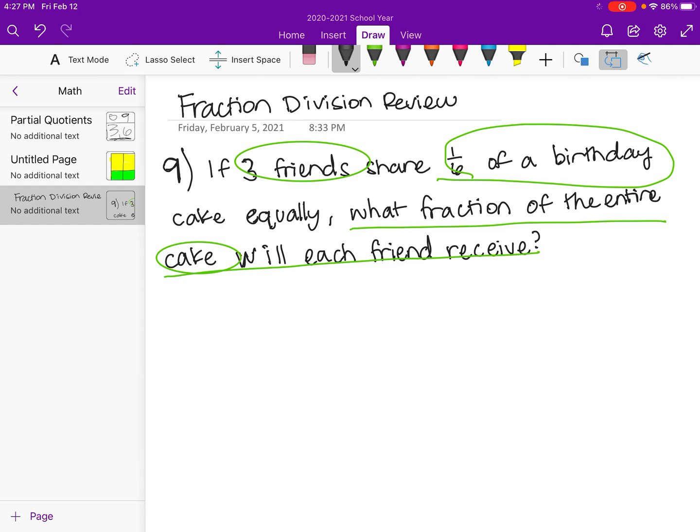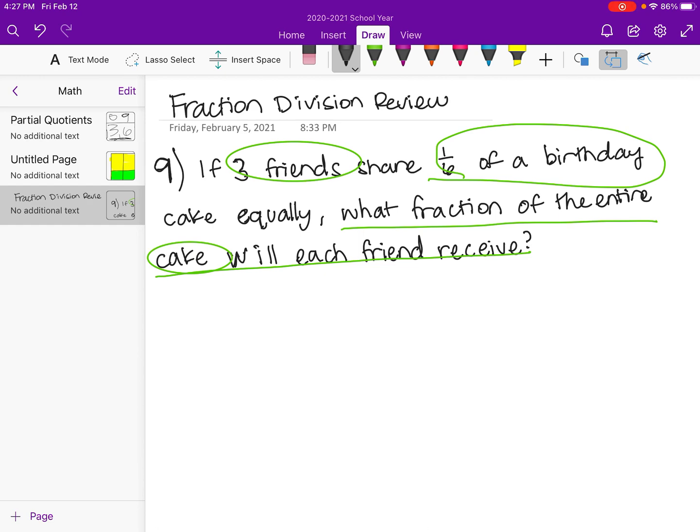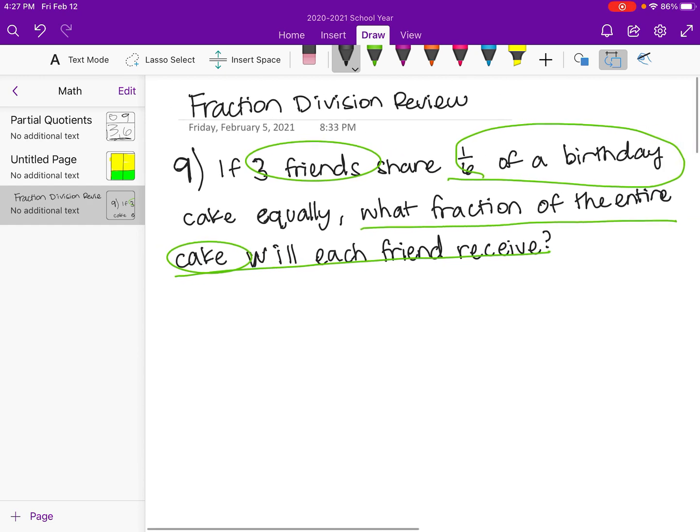Okay, so now what I need to figure out, is it 3 divided by 1/6 or 1/6 divided by 3? So let's think about it. If it were 3 divided by 1/6, I would be saying how many 1/6 are in 3? So I have 3 friends. Would it be asking how many 1/6 are in 3 friends? That doesn't make any sense. So I'm going to try it the other way. Would it be 1/6 divided by 3?